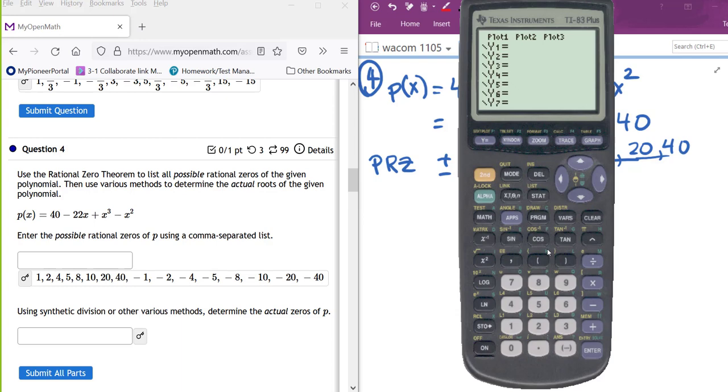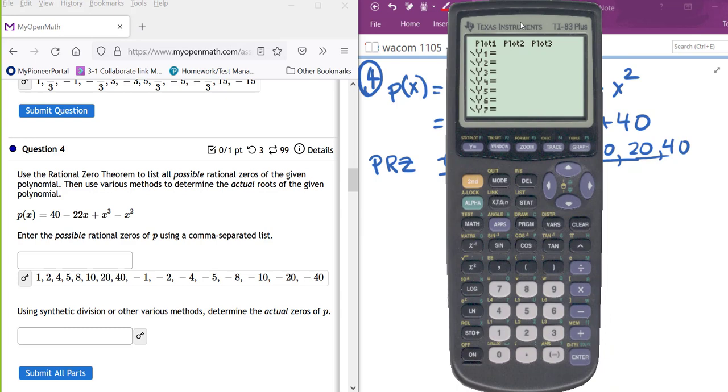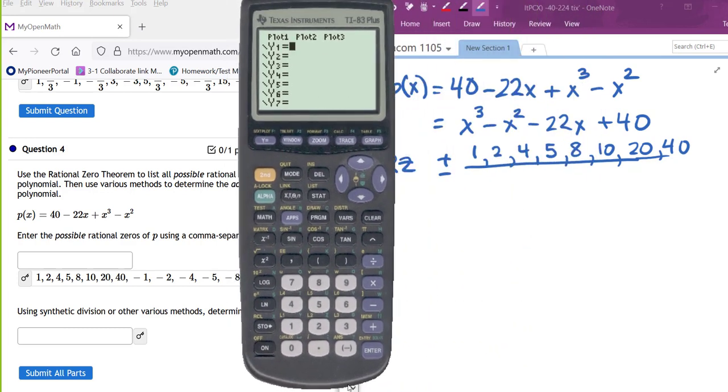So we want to enter this: x to the third minus x to the second minus 22x plus 40. And we're going to hit graph, and I think I have to fix my window because I had it on a different setting. So to fix your window back to normal, you can do zoom standard, which is 6.